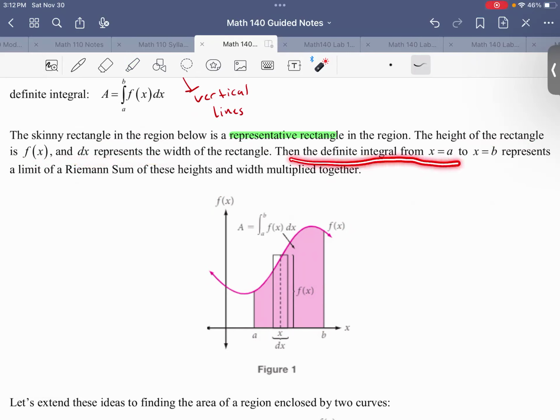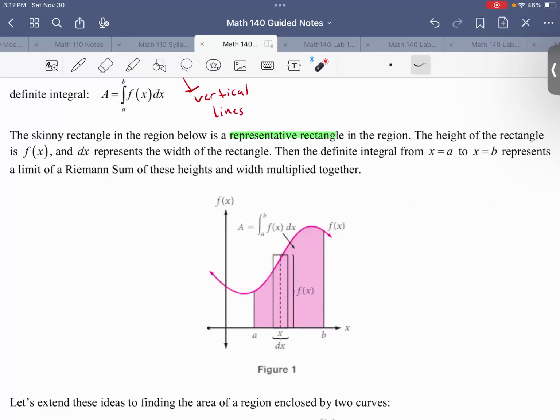Then the definite integral from x equals a to x equals b represents the limit of the Riemann sum of these heights and the widths multiplied together. So what we're really doing is just taking an infinite amount of these little representative rectangles, adding them together to get the area. So that's it if we have one function.